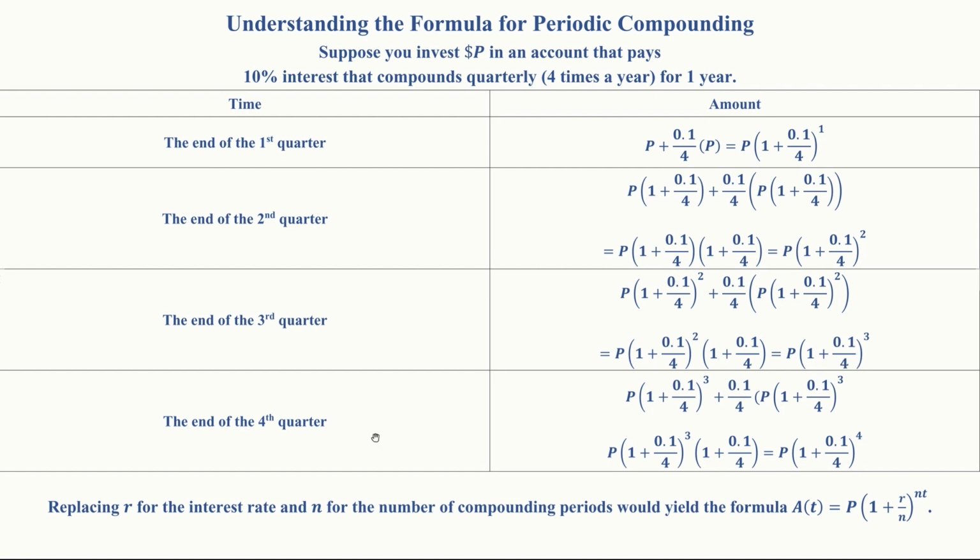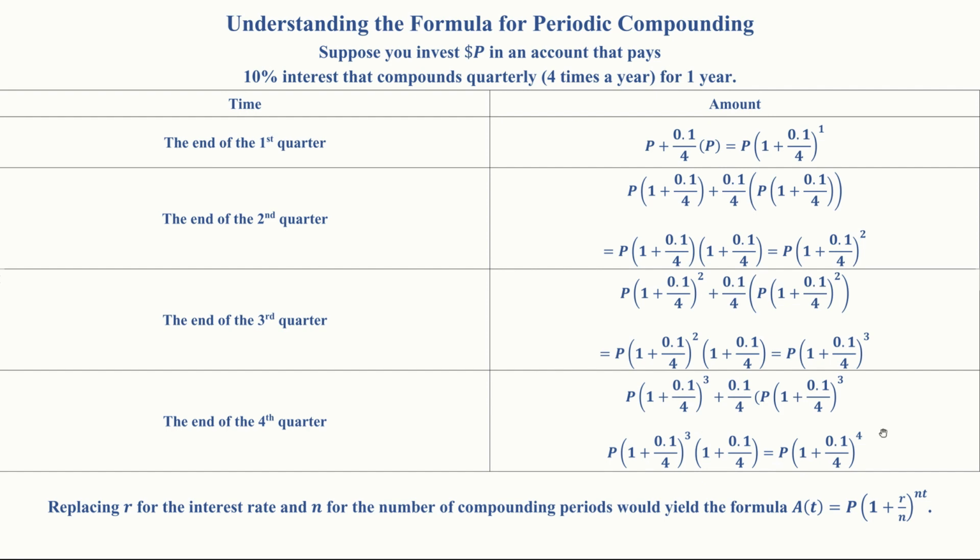And we do it one more time at the end of the fourth quarter. Again, this time, remember, this is the starting amount, the P times 1 plus 0.1 over 4 cubed. And we're going to pay how much? 0.1 over 4 of that amount, obviously. So this time we're going to factor out the P times 1 plus 0.1 over 4 cubed, and that leaves us 1 from here plus 0.1 over 4 from there. So we're going to end up with P times 1 plus 0.1 over 4 to the power of 4.